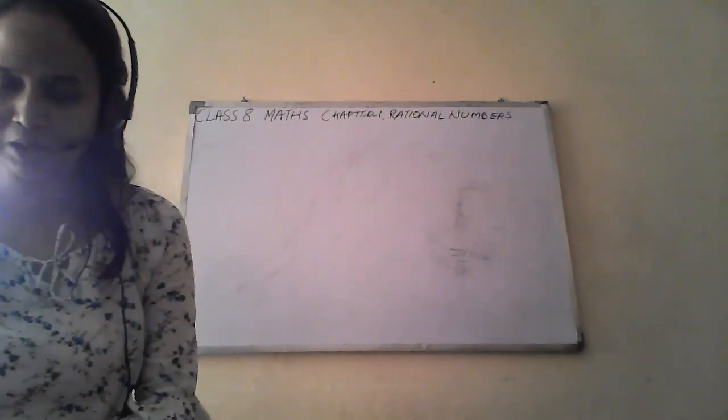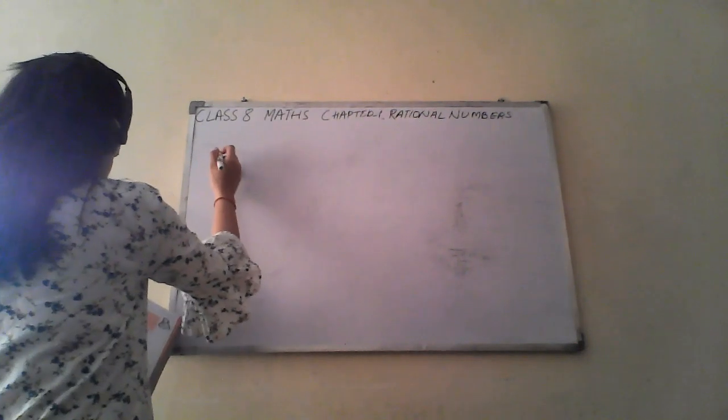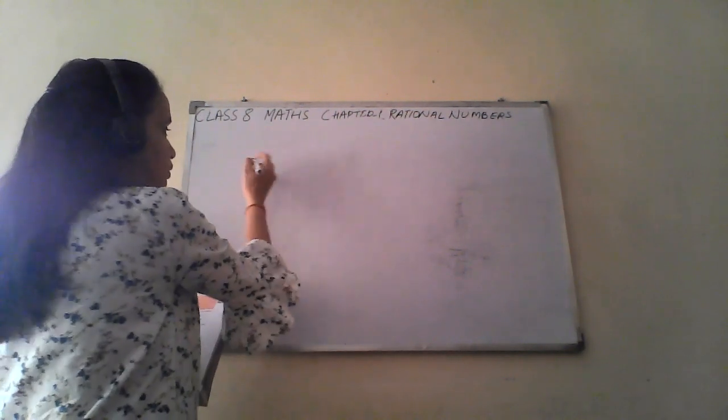So here's an example in your NCERT on page number 17. We will discuss it. We have to identify the numbers given on this number line.